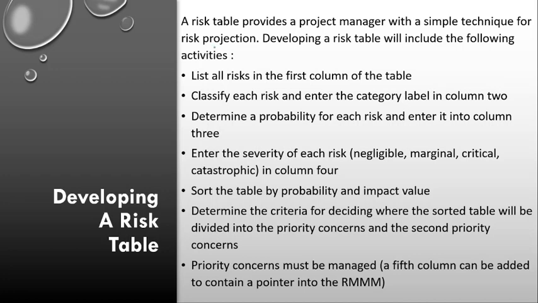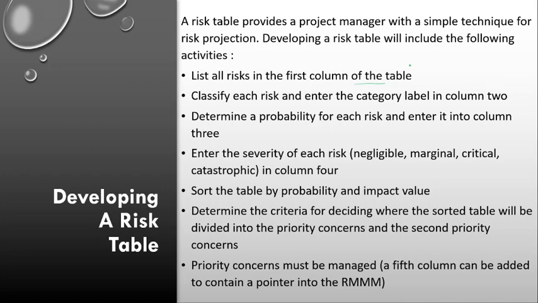So this is one of the tools, in the sense of the process that we used during risk projection. Developing a risk table will include these activities. That is, we have to list all the risks in the first column of the table. While we are identifying and recording the risk, we give the project name, and then the type of the risk, isn't it?